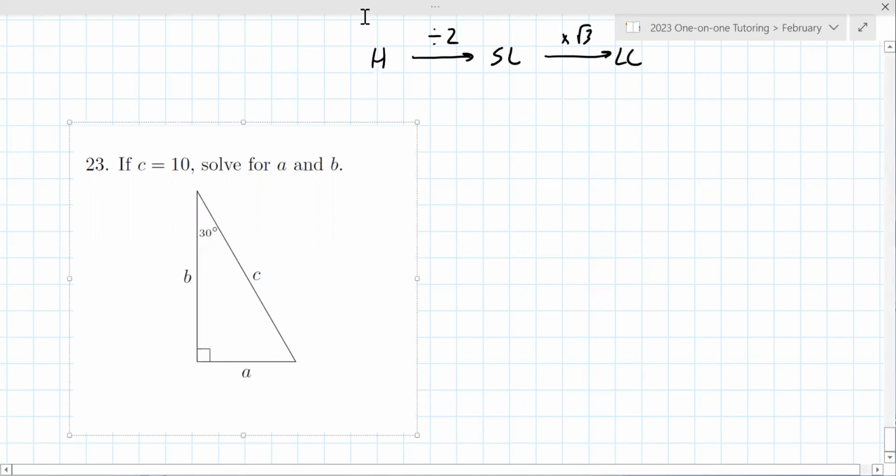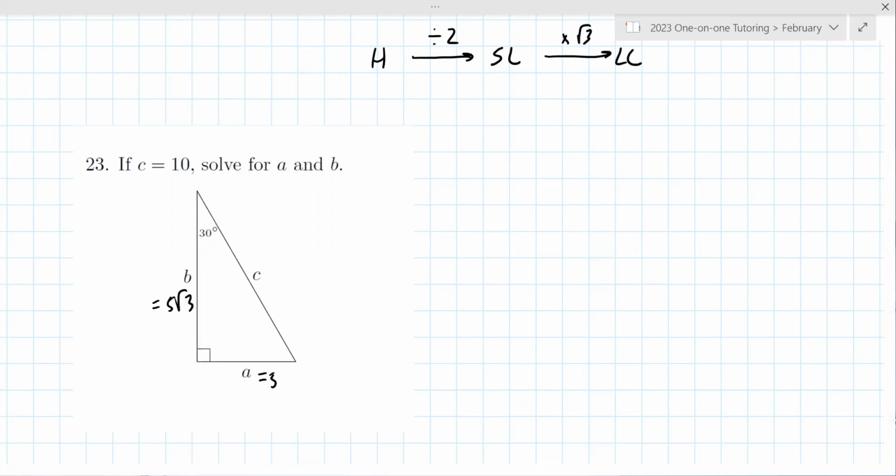Okay. So X equals 5. So A is going to be 5. And then B will be 5 times the square root of 3. Very good. All right, so pretty straightforward. But you don't always get nice numbers to work with, especially in your class, right? So you shouldn't expect that.